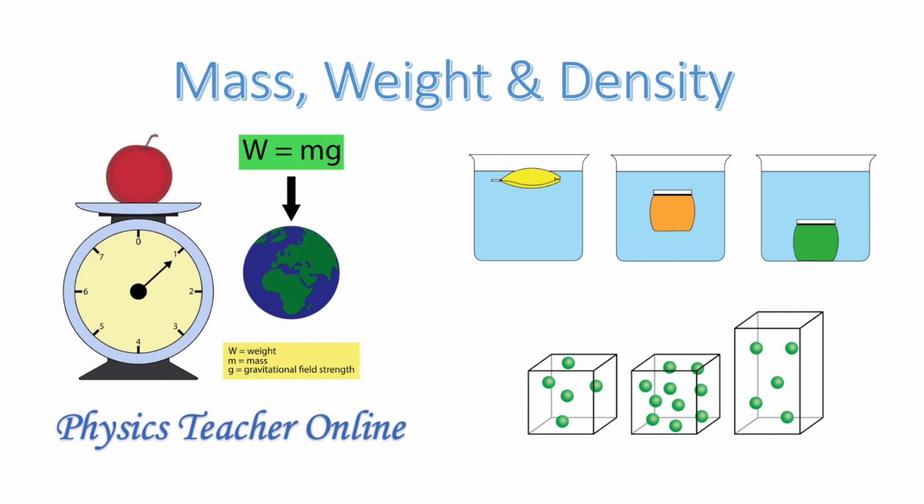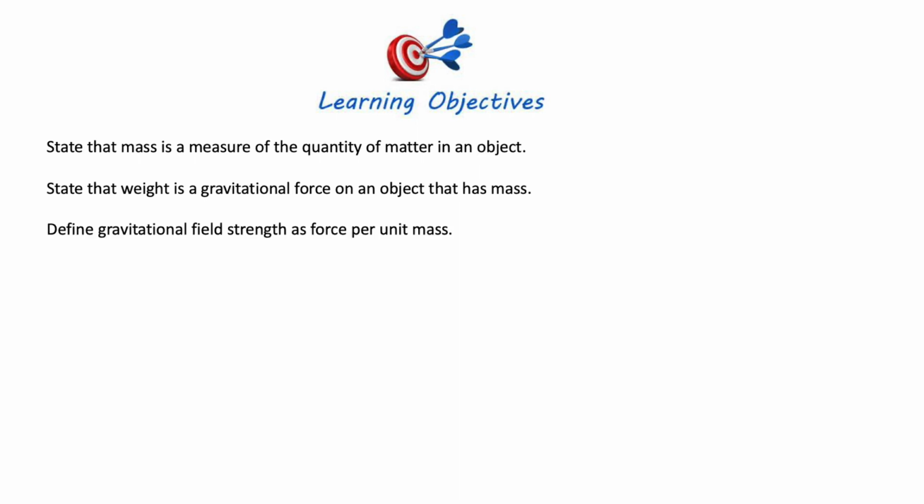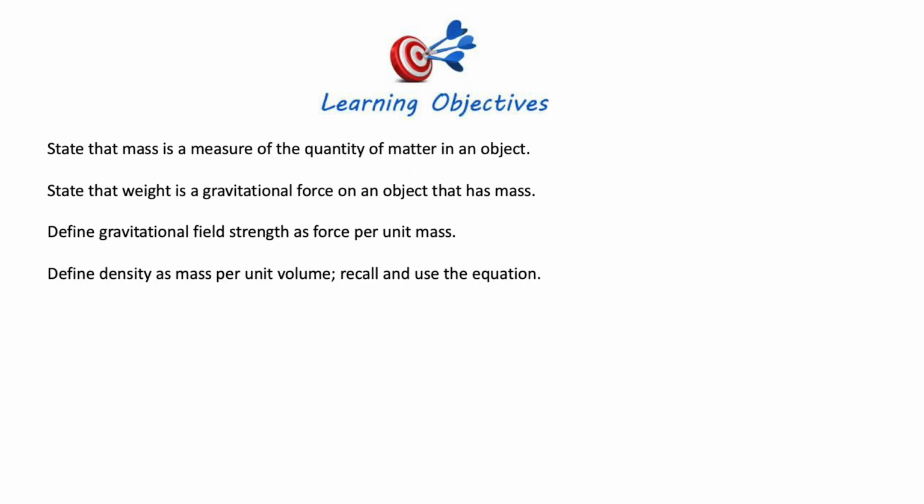In this module, you will study mass, weight, and density. Learning objectives. State that mass is a measure of the quantity of matter in an object. State that weight is a gravitational force on an object that has mass. Define gravitational field strength as force per unit mass. Define density as mass per unit volume.